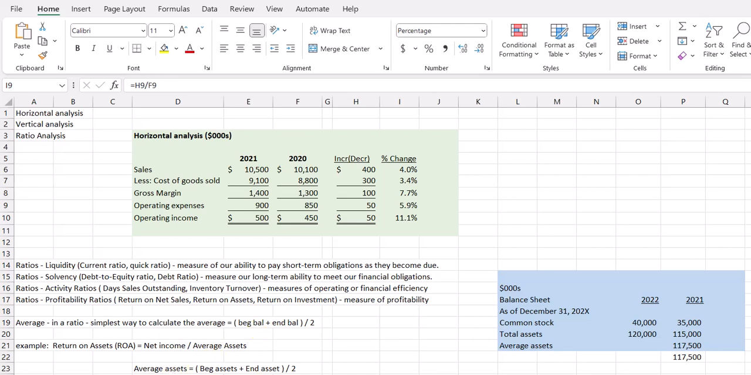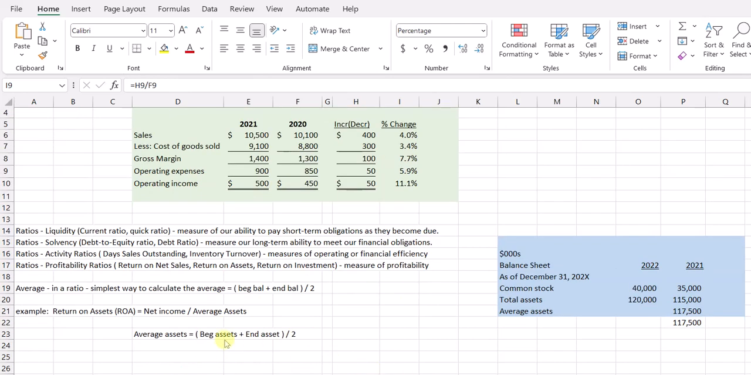Okay, and here's my little example. Let me slide down so it's not on the bottom of your screen here. Return on assets, net income over average assets. So average assets, you take the beginning plus the ending divided by 2.